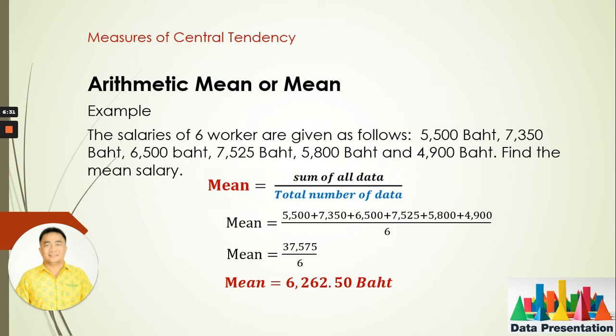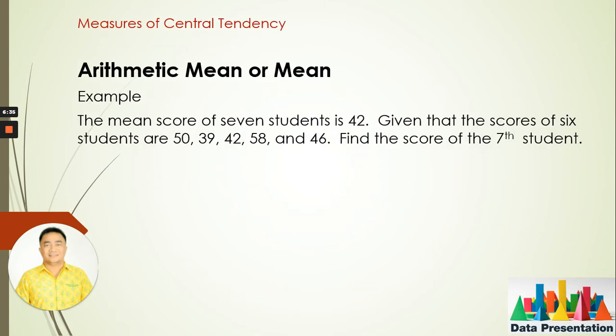Okay, question. Now we go to our third example. We have here the mean score of 7 students is 42. Given that the scores of 6 students are 50, 39, 42, 58, and 46. Find the score of the 7th student. Did you understand the question? Now I will explain it first.